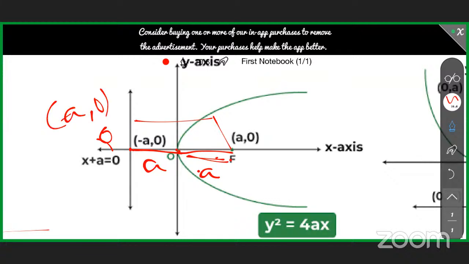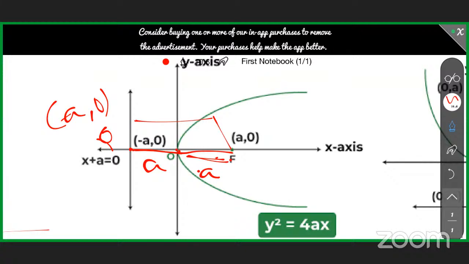Now they may ask you the directrix value, and sometimes they will ask you the equation of the directrix. So you should know how to find the equation of the directrix. Now you have got a point, and you have to find the equation of this directrix. How do you find it? Remember the straight lines: if you have one point, just find one more, the slope.